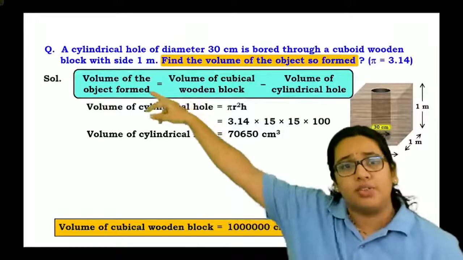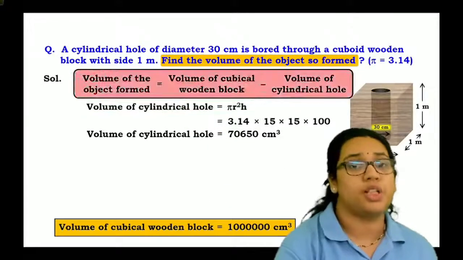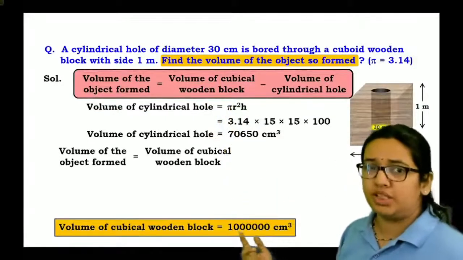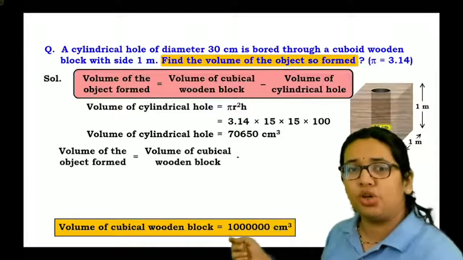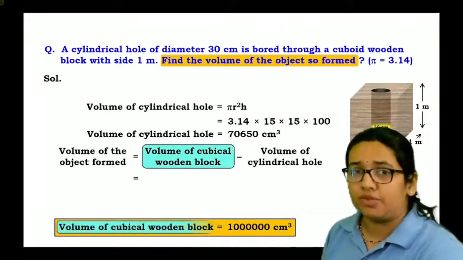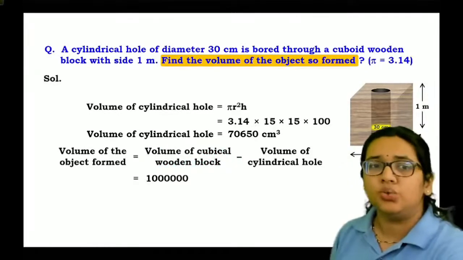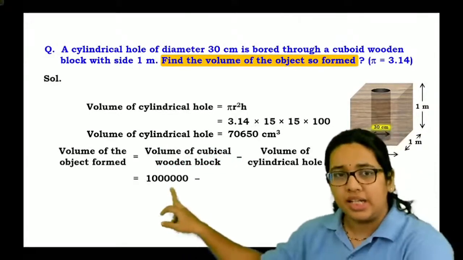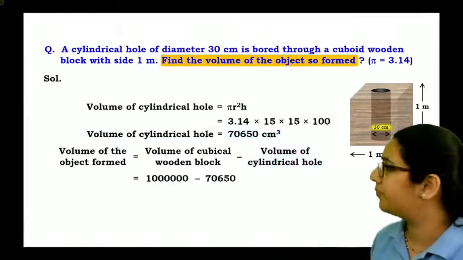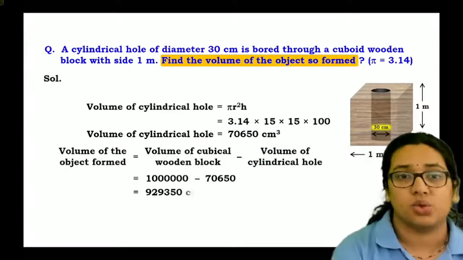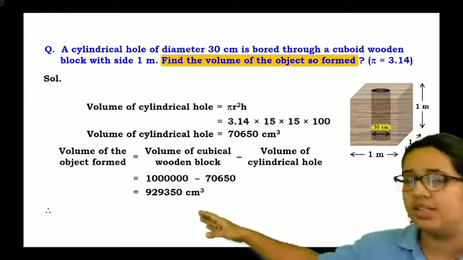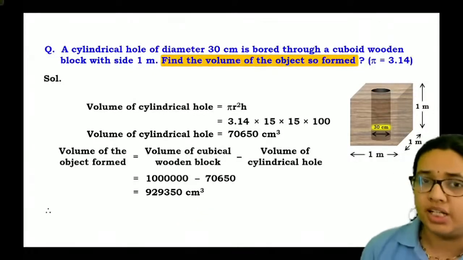So the final value you have to find out, the volume of the object formed, is nothing but the volume of a cuboidal wooden block, which you were getting, minus this. So just consider what it will be, and after the simplification you will get the final answer, that is 10 lakh minus 70,650 cubic centimeter. So after calculating you will get its value as 9,29,350. Are you getting this one?